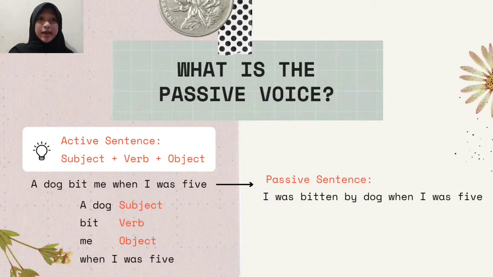To make the sentence passive, the subject and object change places. I was bitten by a dog when I was 5. When you make a sentence passive, you only change the subject, verb, and object. Everything else stays the same. In this example, when I was 5 isn't part of the subject, verb, object structure. So it's the same whether the sentence is active or passive.